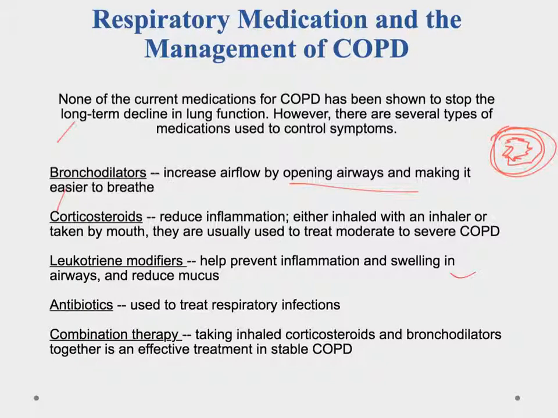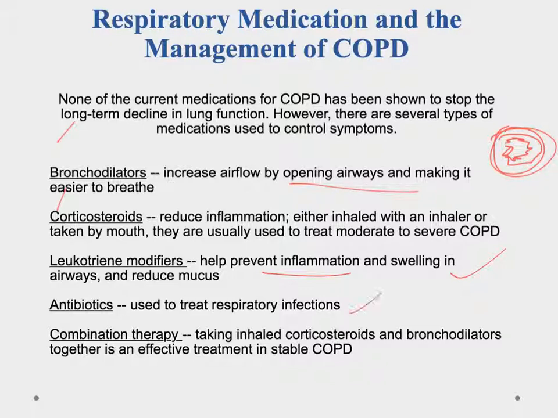Leukotriene modifiers we talked about with asthma as well. That's your Singulair, one of them, and they help by preventing this inflammatory response. Remember that Leuk is referring to a white blood cell. Remember how the inflammatory response sends in all these eosinophils and white blood cells that cause the inflammation to the area. So these are usually a pill, and a patient takes that every day as maintenance to prevent this inflammatory response from happening.